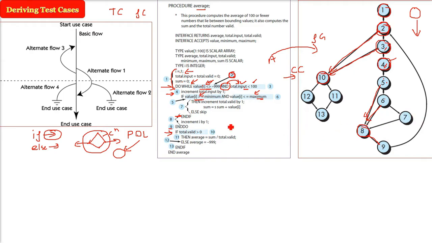From 8 you will go to 9, see, this 8 to 9. From 6, where are we going? If the condition is true or false, we are going to 7 or 8.